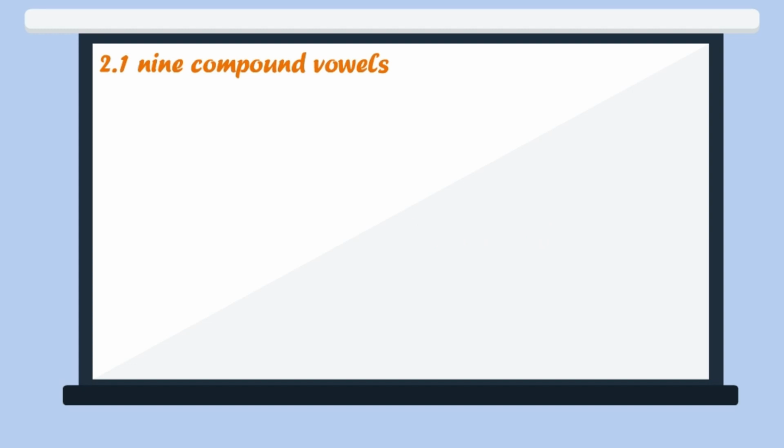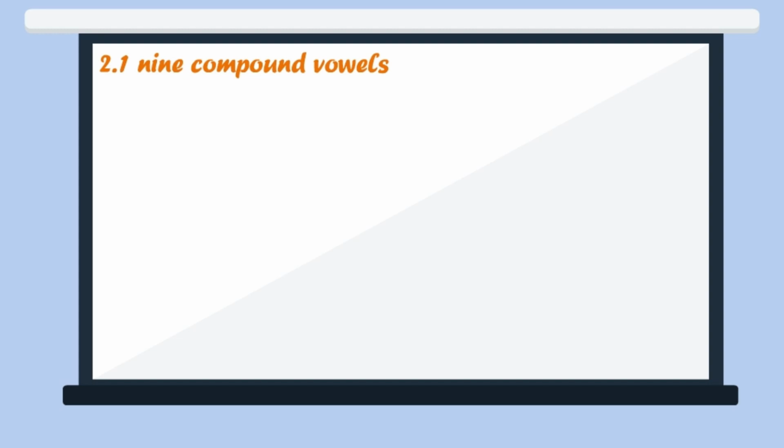Next compound vowel, ia. This is a rising compound. Here rising means the second sound of the compound is always pronounced louder, and the duration of the sound is also longer than that of the first sound of the compound. When pronouncing ia, first pronounce the simple vowel i, and then gradually switch to pronounce another simple vowel, a. Please repeat after me.